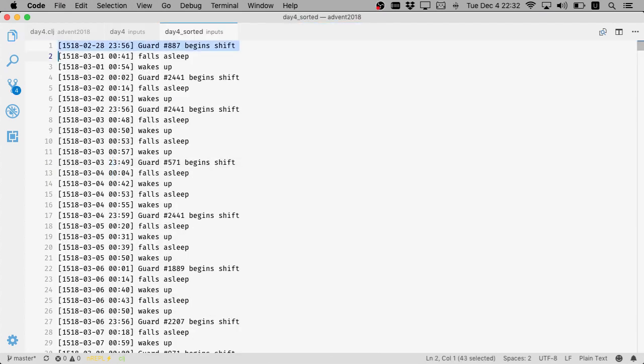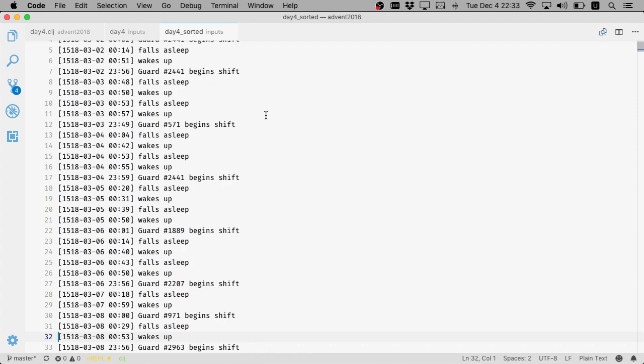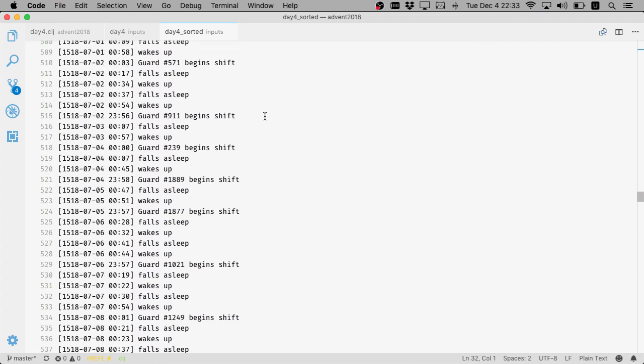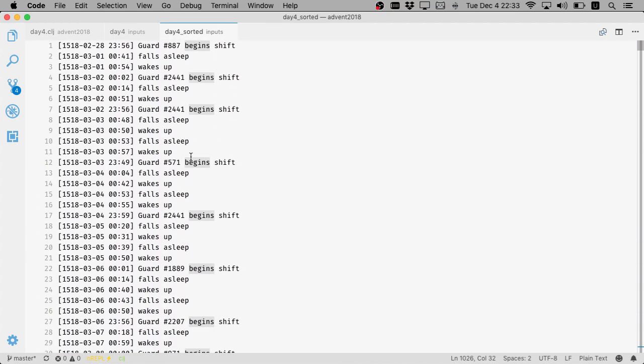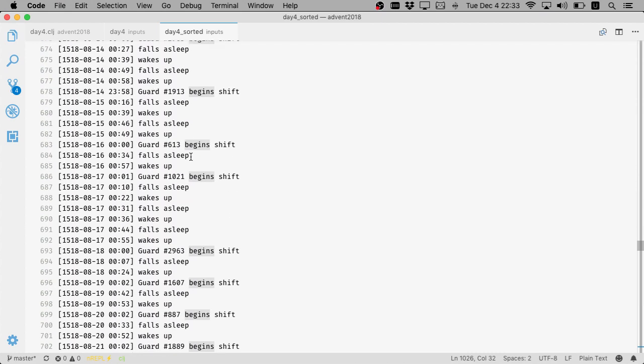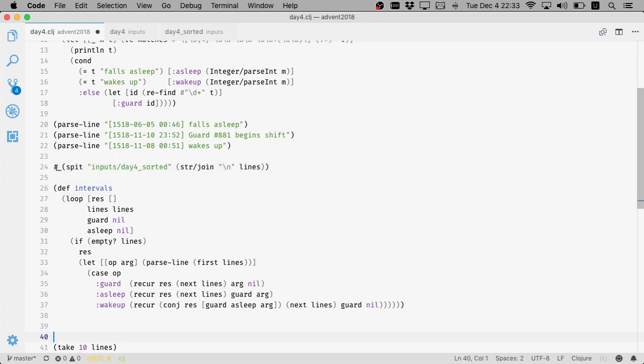Okay, let's see. Are there any tricks here? Well, basically, I guess not. Full sleep wakes up. So this isn't messed up, right? It also appears to be sorted correctly, which is good for us. Six 13 wakes up, falls asleep. So basically, falls asleep for 54 to 57. So the first part with sorting seems to be fine.